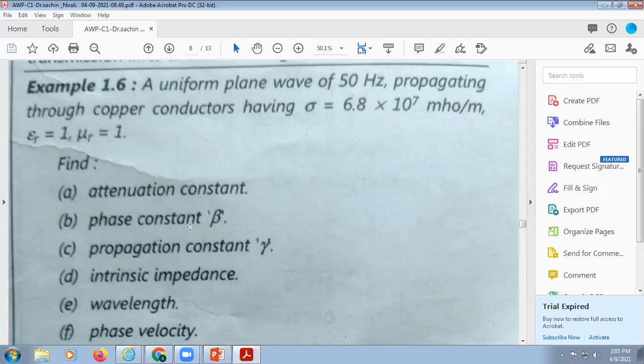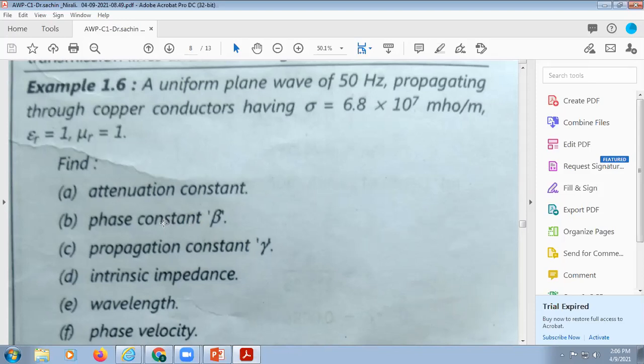You need to find out the attenuation constant alpha, phase constant beta, propagation constant gamma, intrinsic impedance eta, wavelength that is lambda, and the phase velocity v. So see here how many parameters we are calculating. That is nothing but the 6-7 parameters we are calculating. Okay. So here additional thing is given, that is nothing but the conductivity.